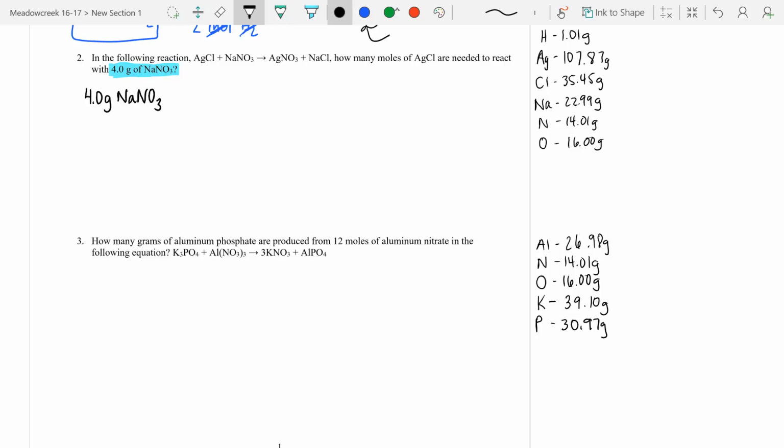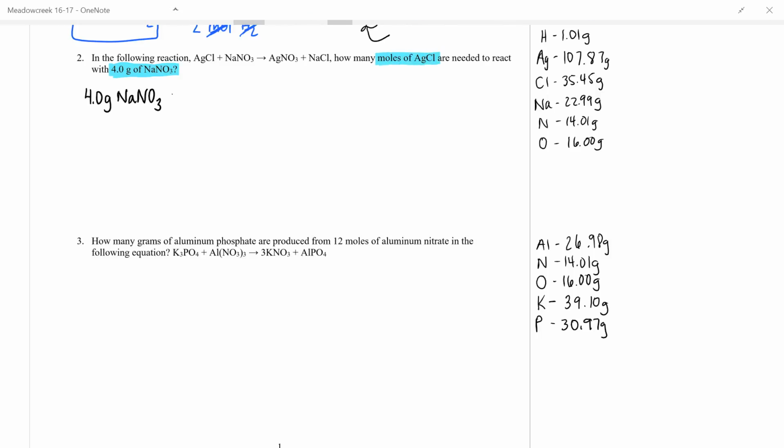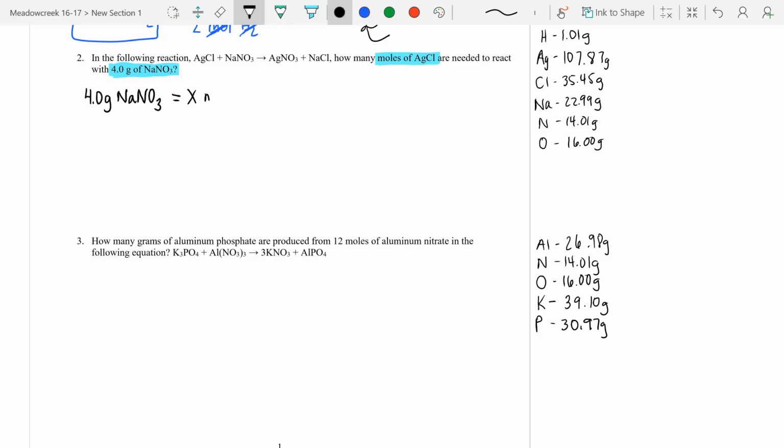Now, on your free response questions on your test, when you have to show all your work, writing down the given will give you at least 1 point. So partial credit is your friend. Show all of your steps. Step number 2 is to find what we're looking for. Here we see how many moles of silver chloride. So what we do is we set it equal to x moles of silver chloride.